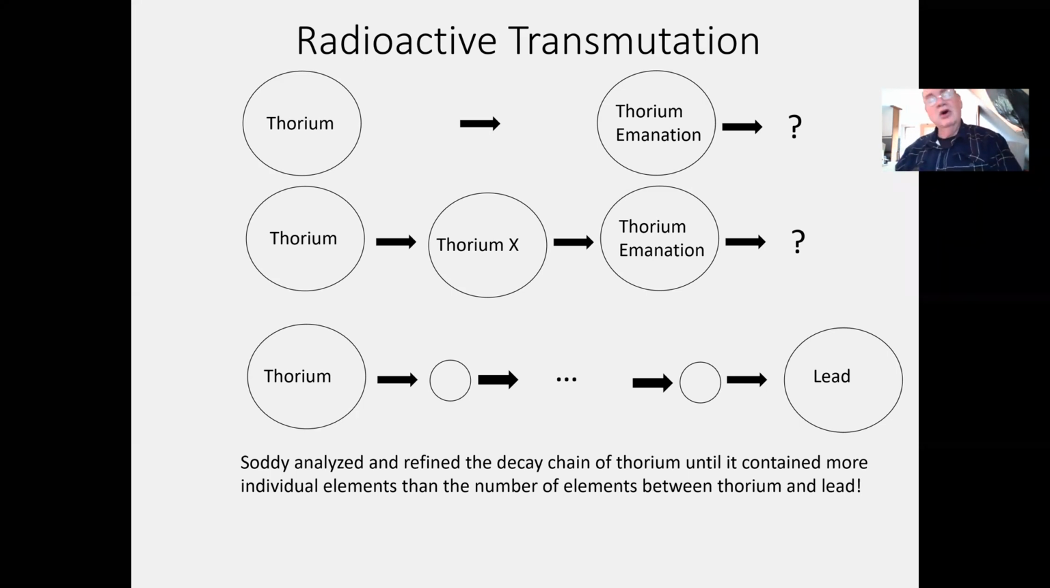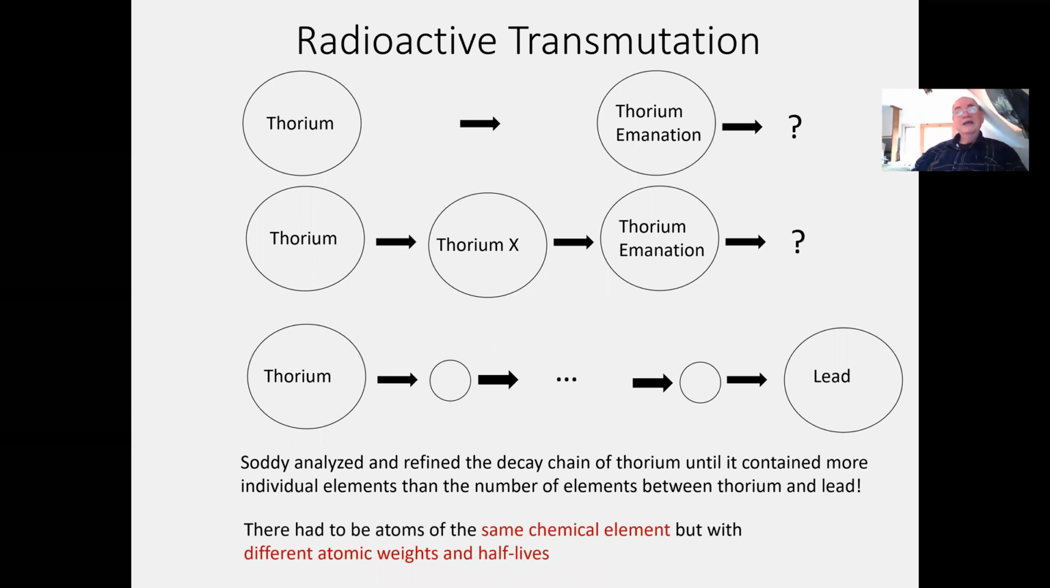Even though there were some holes, and the Mendeleev holes were even better understood during this time in the early 1900s than back in the 1870s. These holes were very much anticipated. So he knew how many elements there should be between thorium and lead, and he had more radioactive elements on his hands than he could account for.